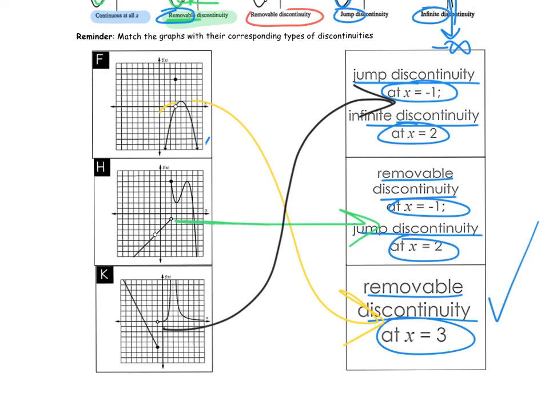Okay, let's see what we got next. For what we have in green, there is going to be a jump. I'm going from one piece all the way up to the next piece of the function.